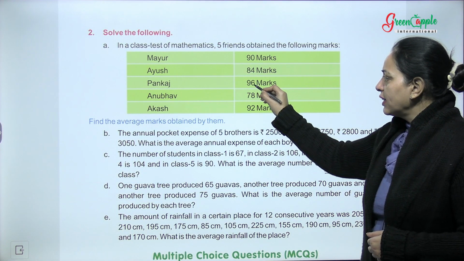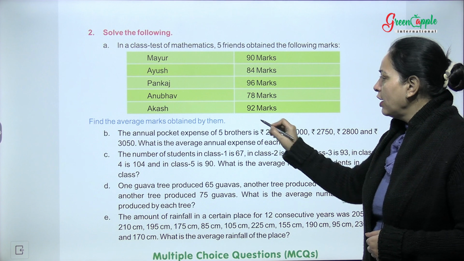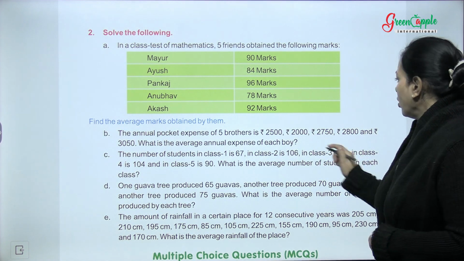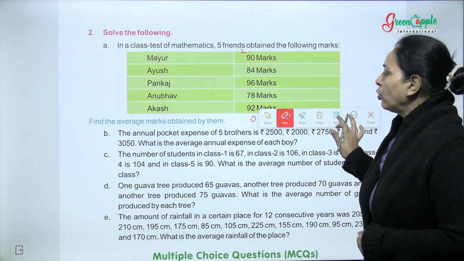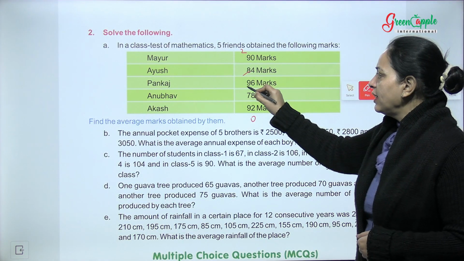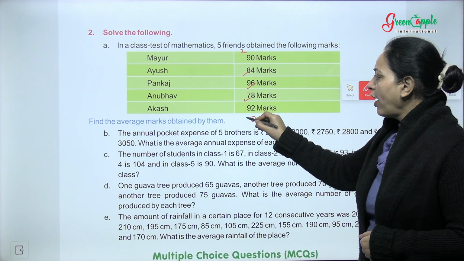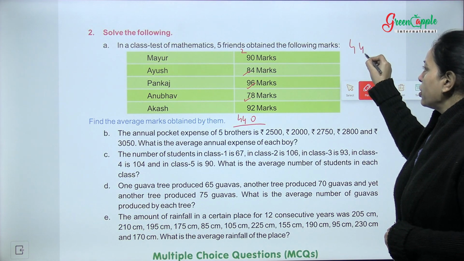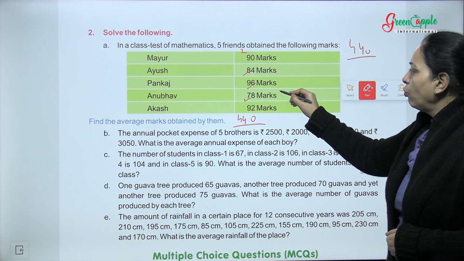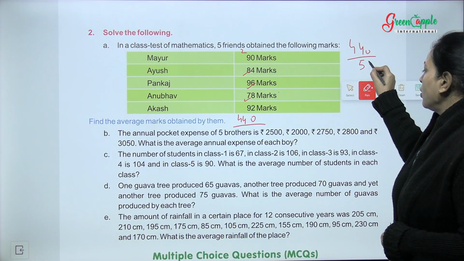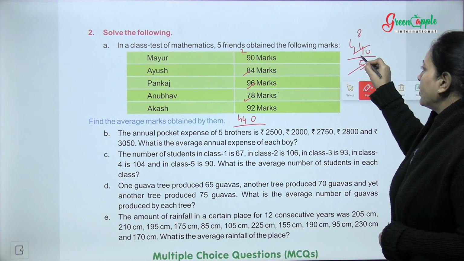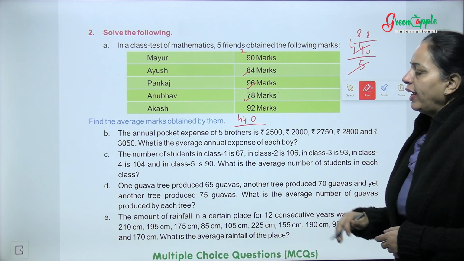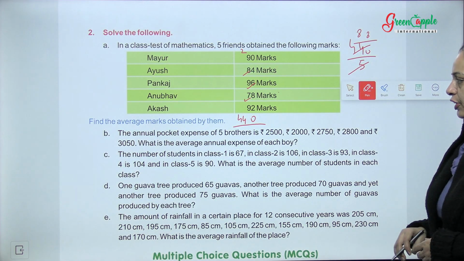8 and 2 is 10, 6 is 16 and 4 is 20. So 0 here and 2 carry, 9 and 2 is 11 and 8 is 19, 28, 35 and 9 is 44. So 440 divided by how many? 1, 2, 3, 4, 5 friends. So 5 8s are 40, 5 8s are 40. 88 is the average. Okay.